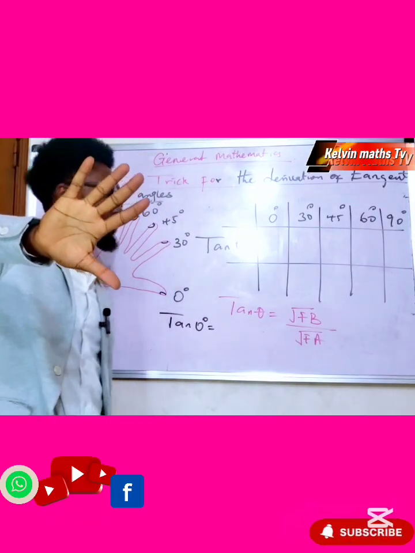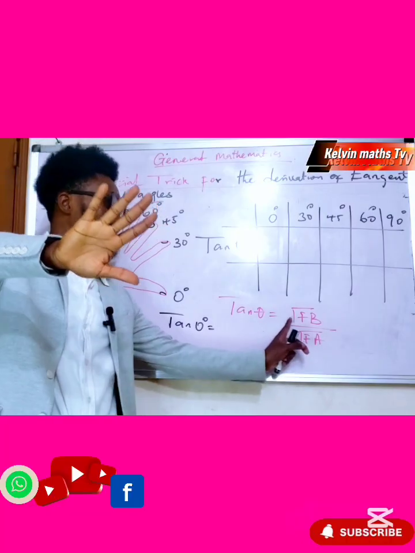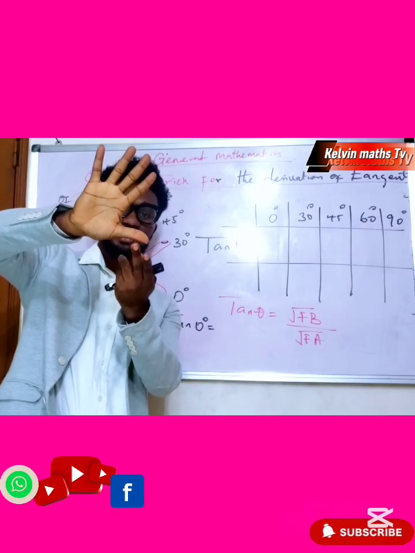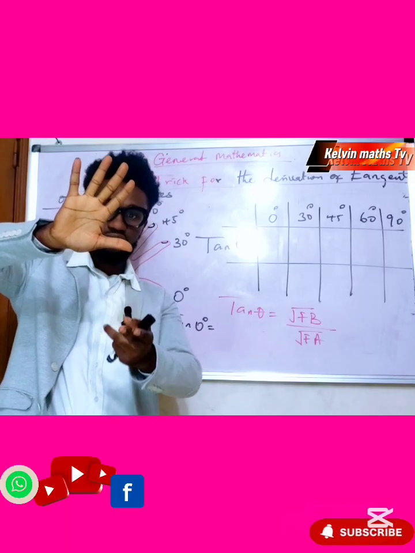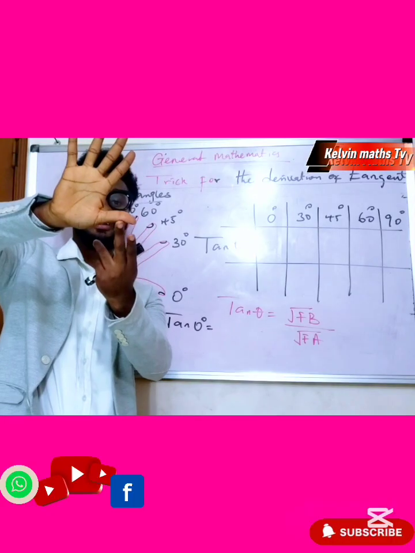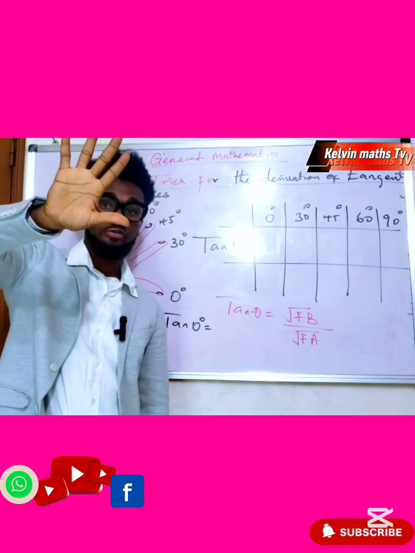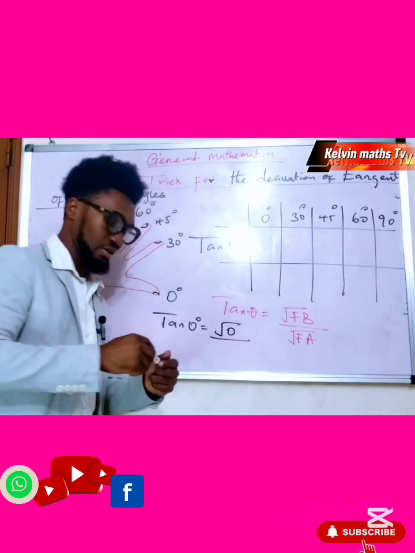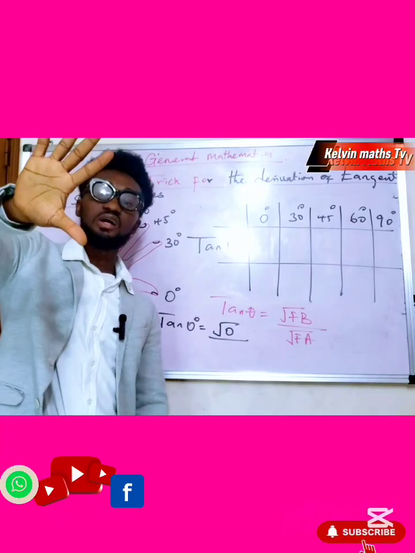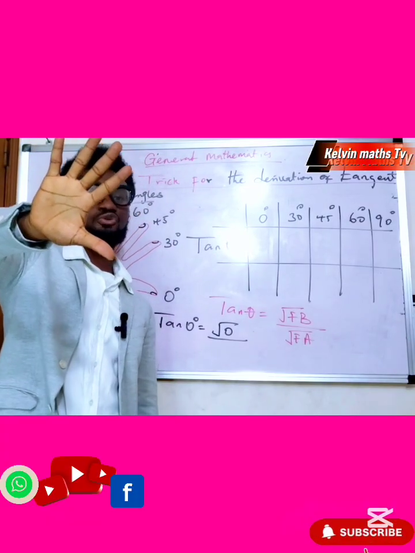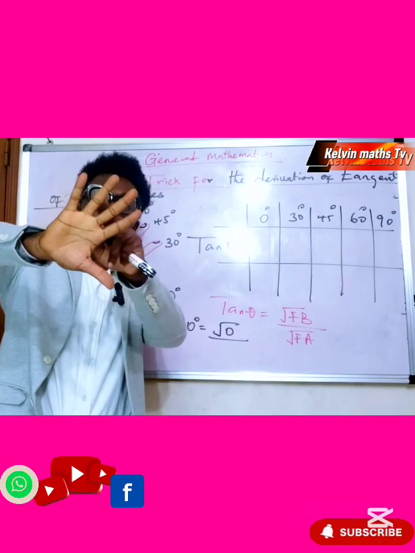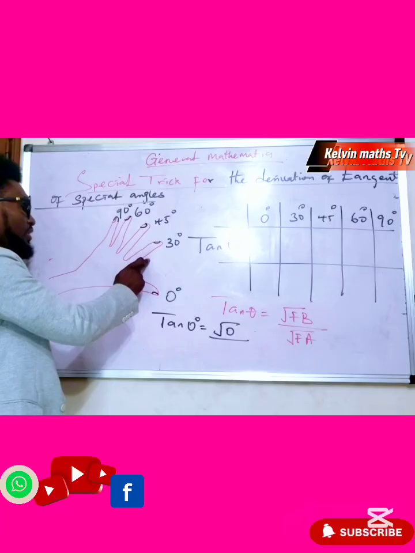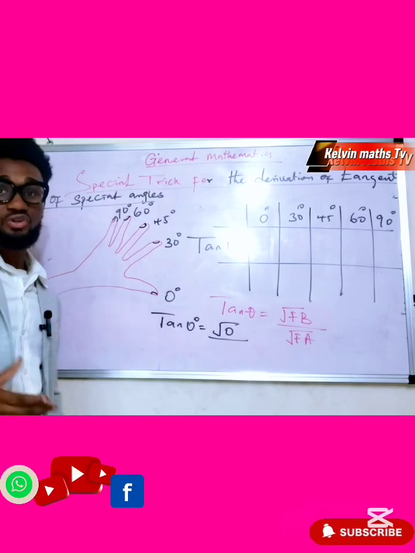Now how do you do this? First of all, you place your finger. Remember, for tangent of 0 degrees, the format is the square root of the fingers below. Considering 0 degrees, is there any finger below 0 degrees? Look at it. Is there any finger below this finger here? Of course, no finger. Therefore, we'll have the square root of 0 divided by the fingers above. Are there fingers above 0 degrees? Yes, there are. We have 1, 2, 3, 4. Look at the illustration here. This is 0 degrees. How many fingers above 0 degrees? 1, 2, 3, 4.